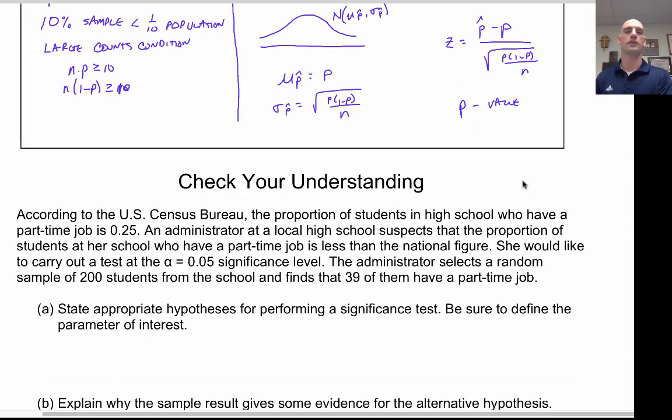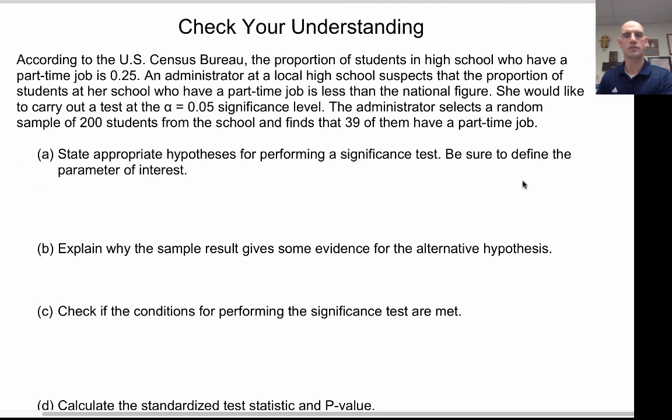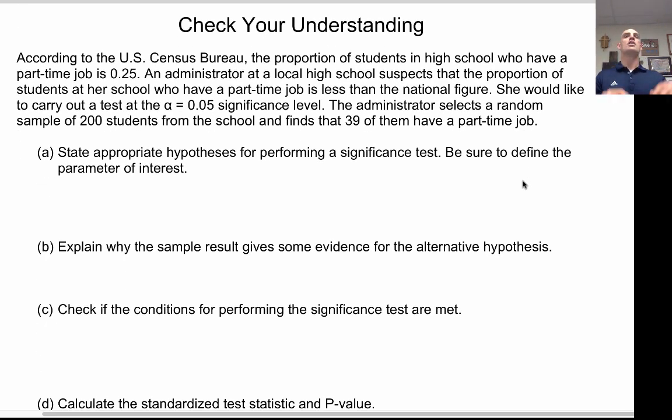So let's look at an example here. According to the U.S. Census Bureau, the proportion of high school students with a part-time job is 25%. So we've got this administrator that says that 25% seems a little high. I'm going to test it. What he got was 39 out of 200. And so we want to state the appropriate hypotheses for performing the significance test. Be sure to define the parameter of interest. So H sub 0 is equal to the original claim: 25% chance that a student has a part-time job.